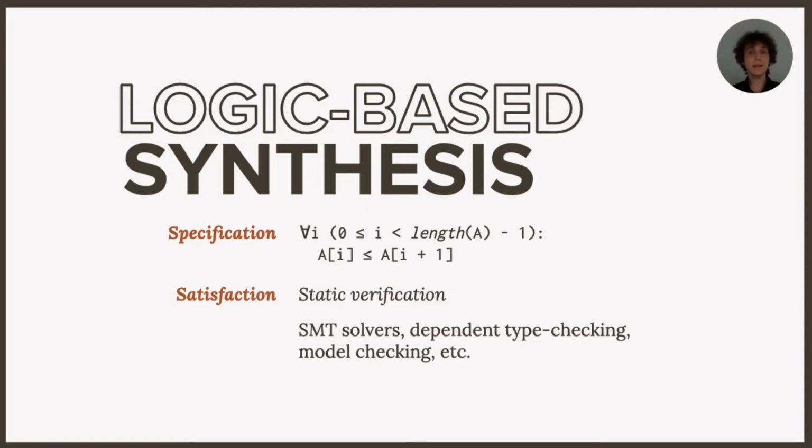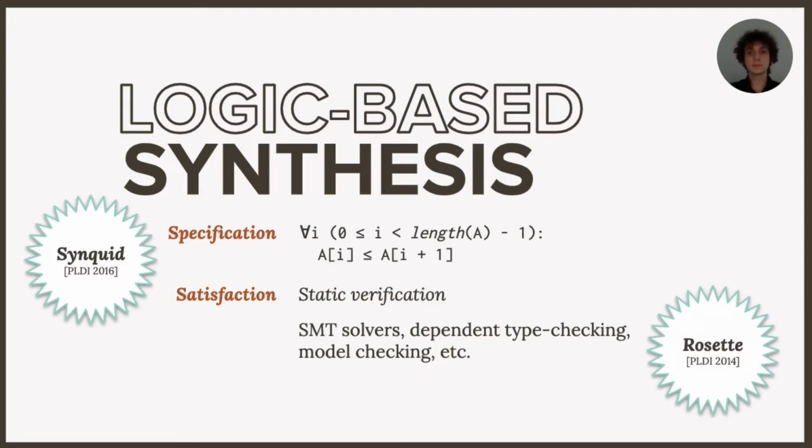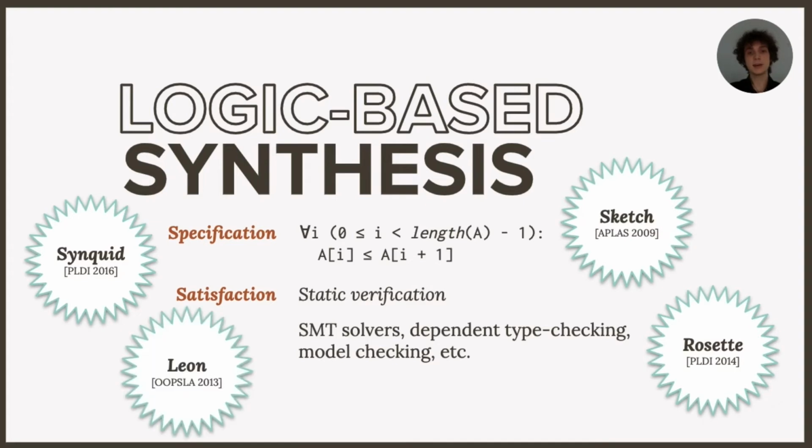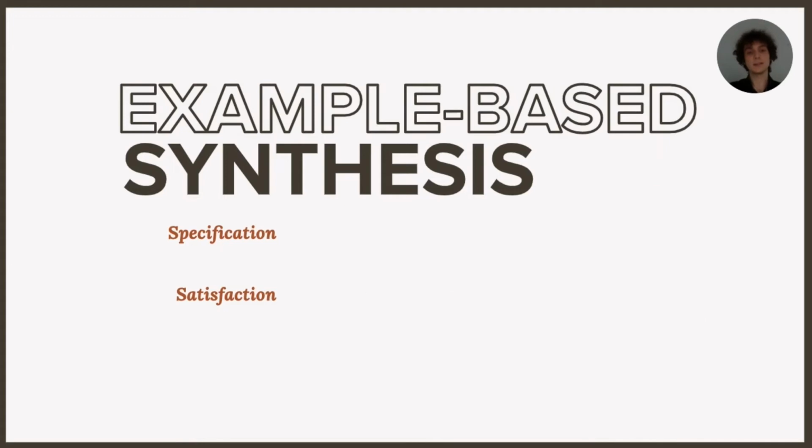Now, there have been many great logic-based synthesizers that have come out over the years. For example, Synquid, Rosette, Sketch, and Leon. These types of tools excel when we need to encode complex invariants about more complicated data structures, such as red-black trees. Let's take a look at another interface to program synthesis, example-based synthesis.